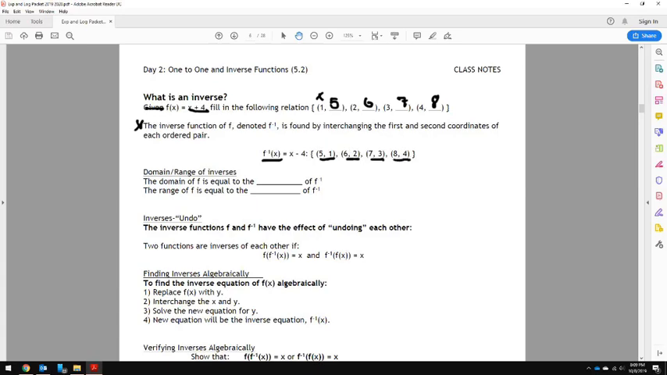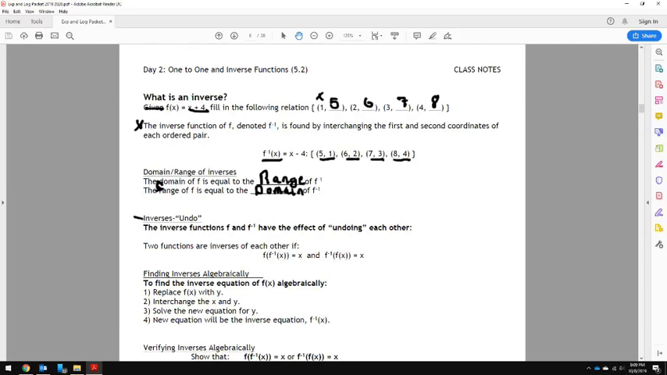So when he goes on to say, well, let's talk about domain and range of inverses. Well, the domain of f is equal to the range of f's inverse, and the range of f is equal to the domain of its inverse. So they just flip. As we see, inverse is going to be its opposites.